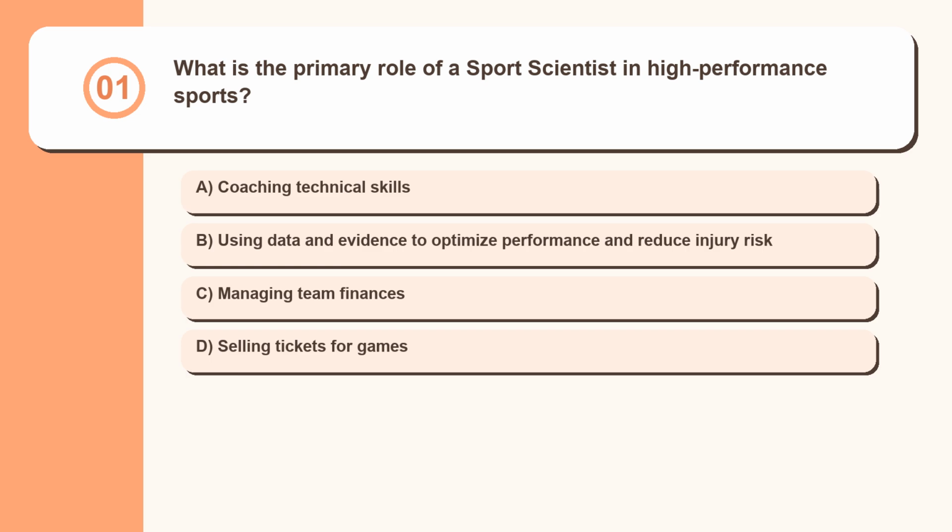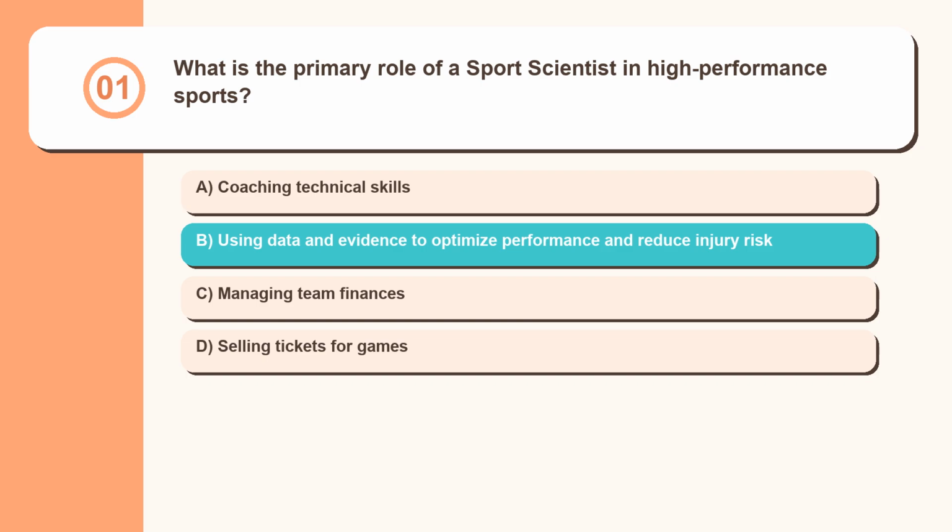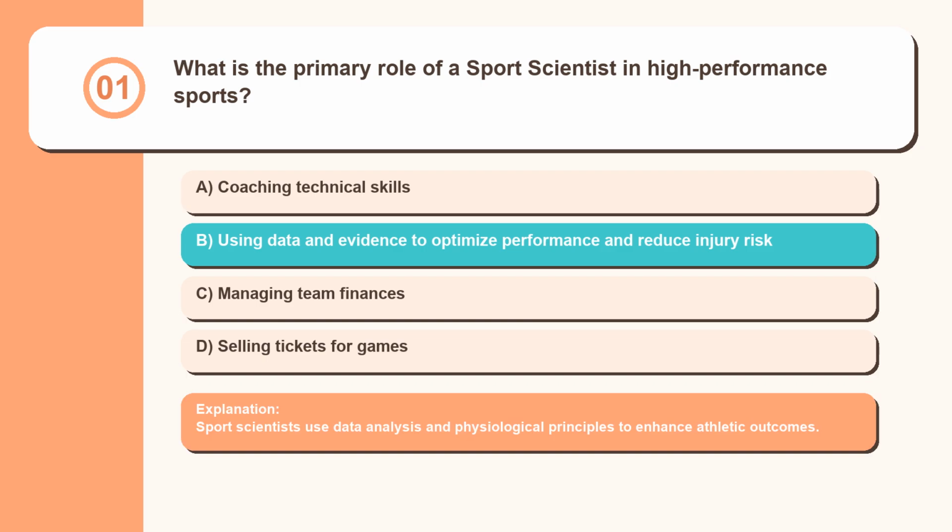Question 1. What is the primary role of a sports scientist in high-performance sports? Coaching technical skills, using data and evidence to optimize performance and reduce injury risk, managing team finances, selling tickets for games. Sports scientists use data analysis and physiological principles to enhance athletic outcomes.